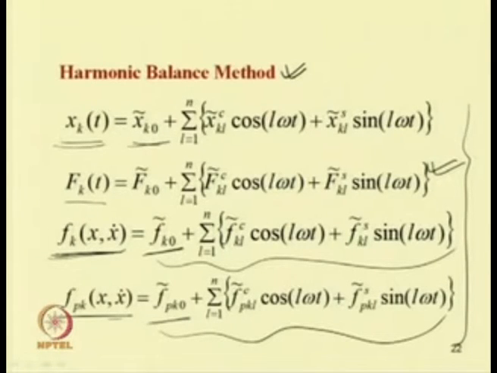So, now using different harmonics, one can use the mode synthesis method, or dynamic substructuring method, or the component mode synthesis method to write these equations of motion. By substituting these equations into the original equation, that equation will reduce to this form, where R gamma is a residue.